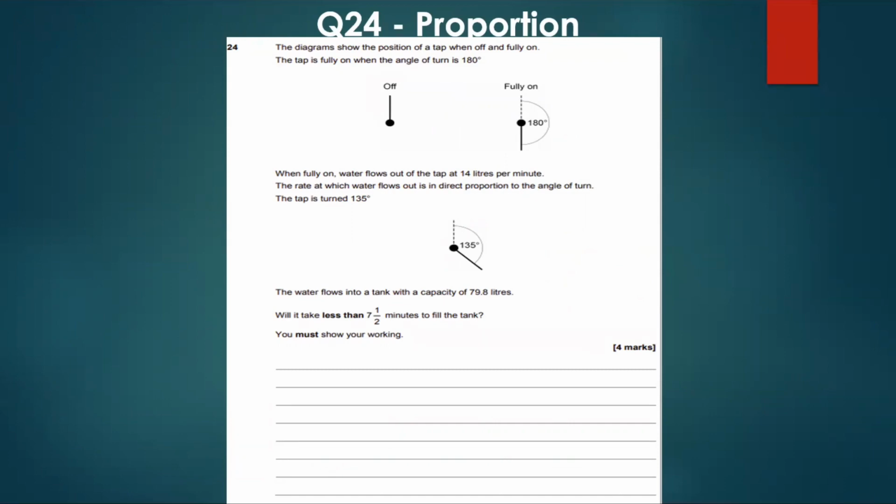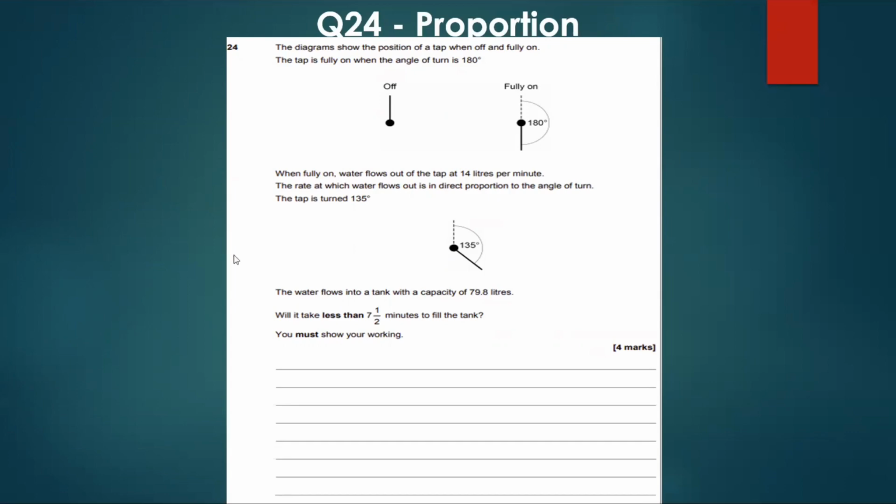The rate at which water flows out is in direct proportion to the angle of turn. The tap is turned 135 degrees. The water flows into a tank with a capacity of 79.8 litres. Will it take less than 7.5 minutes to fill the tank? You must show your workings.